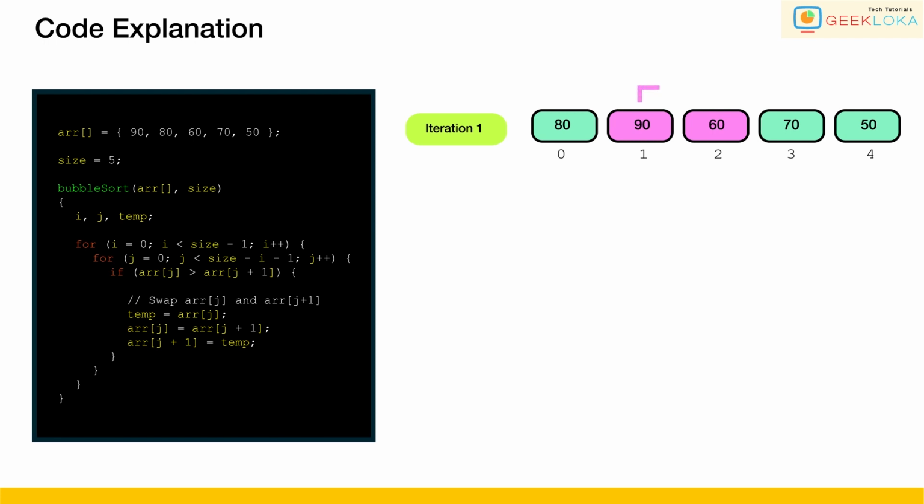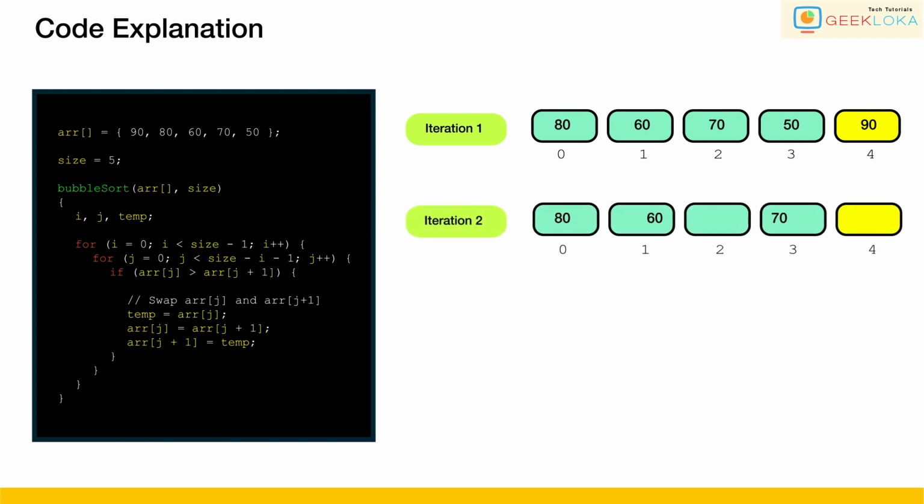Next, compare 90 and 60. Again, a swap is needed. The array changes to 80, 60, 90, 70, and 50. We continue this process: 90 and 70 swap. Then, 90 and 50 swap. At the end of this iteration, the array is 80, 60, 70, 50, and 90. The largest number, 90, has reached its final position.